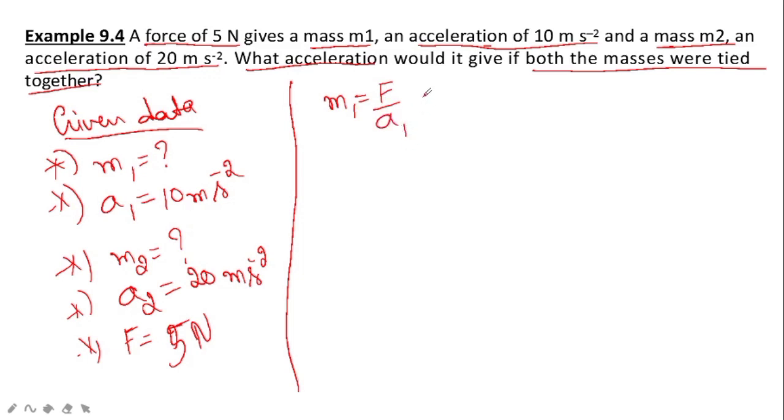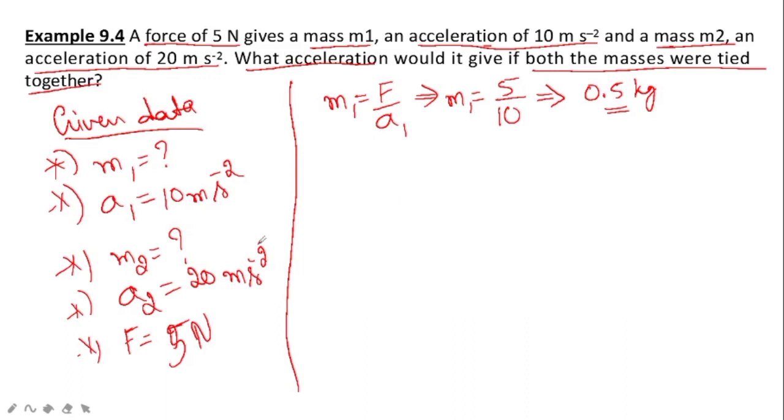Then on substituting the value, what we will get? So m1 is equal to what is force? So force is 5 Newton divided by what is acceleration? It is 10. Now which is equal to, on simplification, what we will get? It is 0.5 kg, right? This is the first mass, that means mass of the m1.